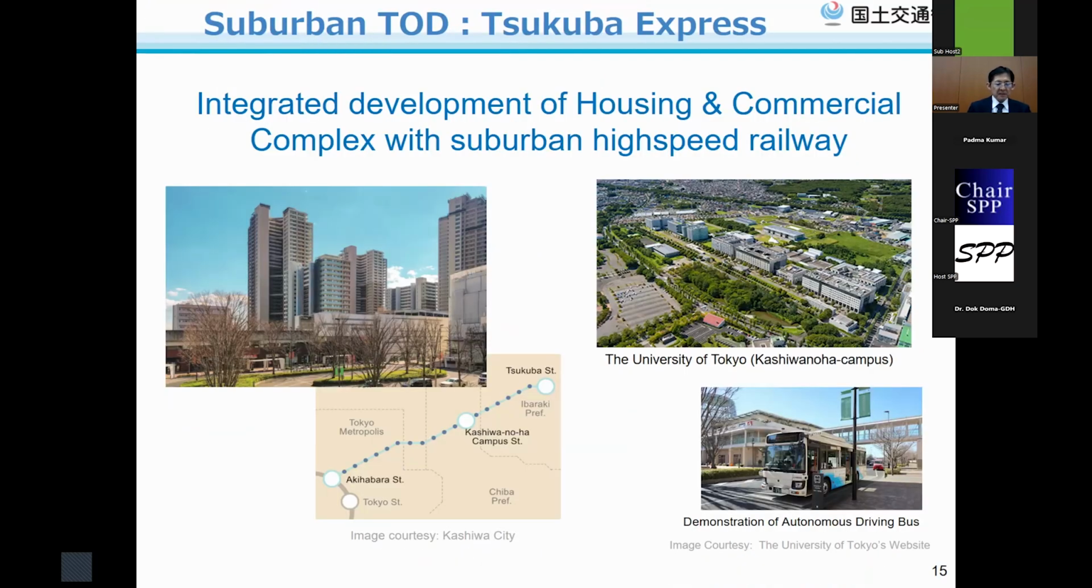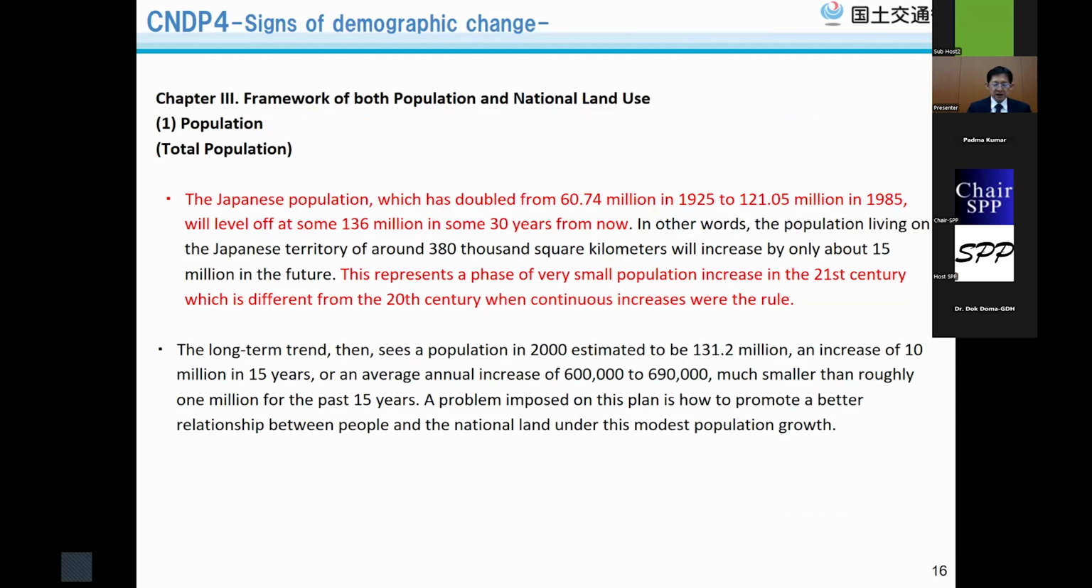Going on to the next slide, as I just explained, we promoted the integrated development of housing and commercial complexes with suburban high-speed railways. And in tandem, commercial and residential areas were developed along these railway lines. Also, universities were established in the suburban areas. We'll skip the next page.